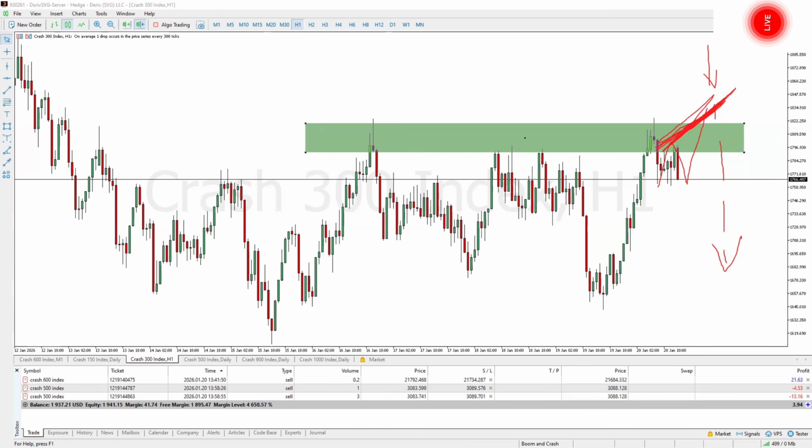A good thing about crash, or rather synthetic indices, is that you don't have to know what's happening in the world in terms of news, right? So it's pure technical, and then you're good to go.